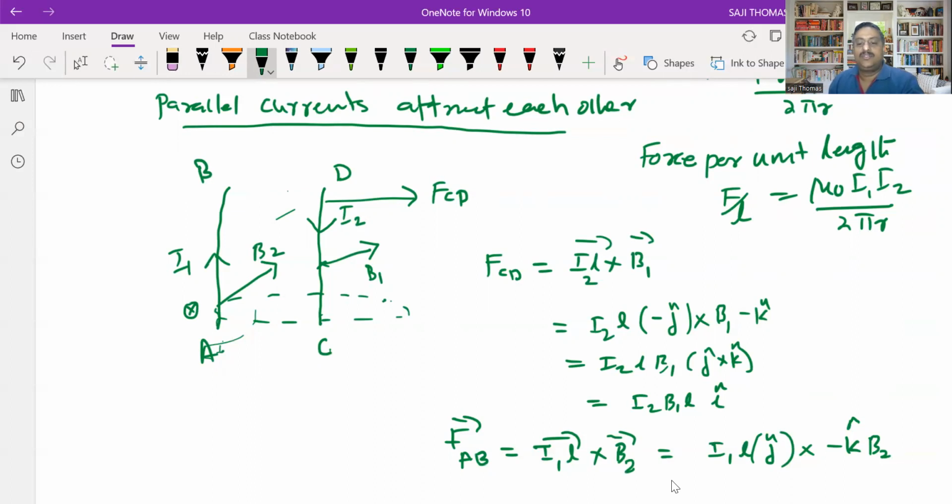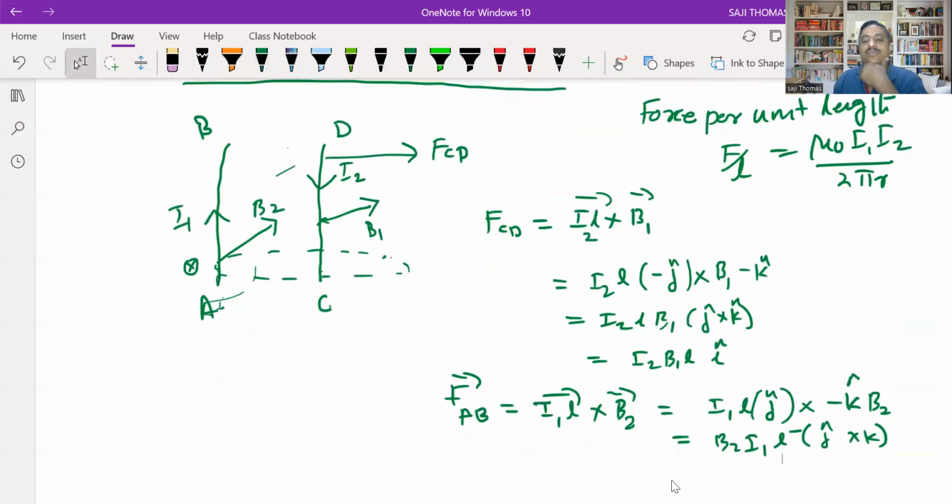So what will be the equation? B2 I1 L into J cross K, with minus. But J cross K is I only. So it will be minus I hat. So FAB will be minus B2 I1 L I hat. So force on AB will be in what direction? It will be along negative X direction.